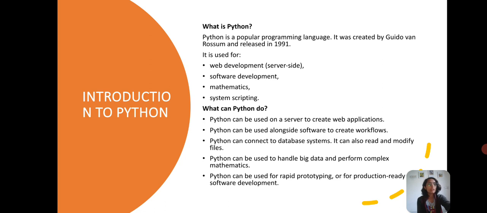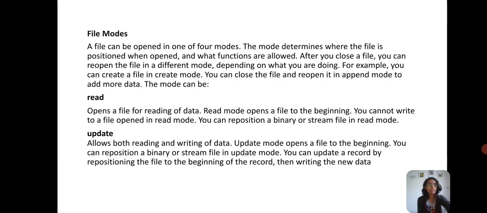It is used for web development, software development, mathematics, system scripting. What can Python do? Python can be used in a server to create web applications. Python can be used alongside software to create workflows. Python can connect to database systems. It can also read and modify files. Python can be used to handle big data and perform complex mathematics. Python can be used for rapid prototyping or for production ready software development.